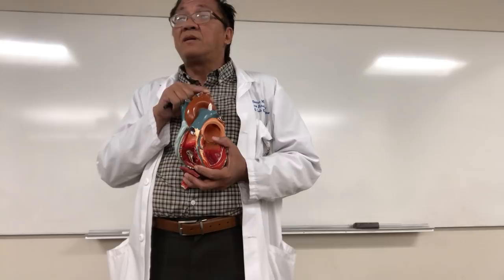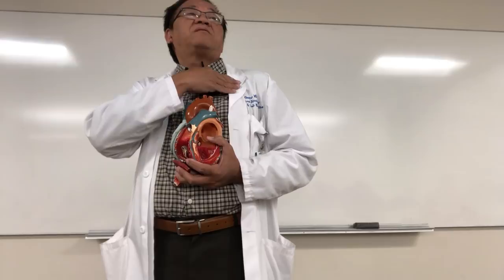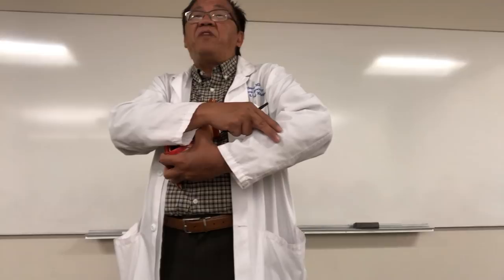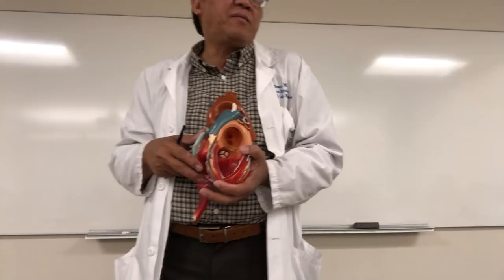The left subclavian goes where? Sub means below the clavicle. Then the same artery will just change name. In the axilla, it will now be called what? Axillary. In the arm, it will be called what? Brachial. Then in the forearm, it will divide into radial and what? Ulnar arteries, which is very amazing, right?